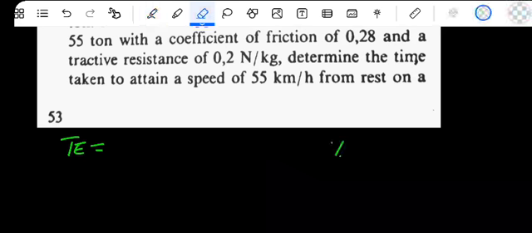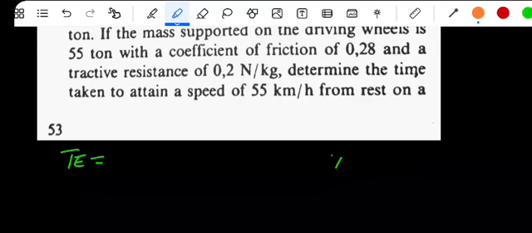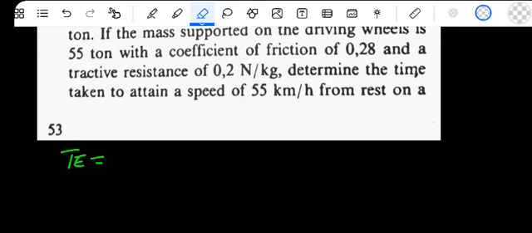But rather, now they will give you the mass supported on the driving wheel. Remember, you're supposed to have the percentage in the supported, multiplied by the percentage. But if you're not given that, this formula, guys, will be TE now. Do not worry, you don't use the locomotive.